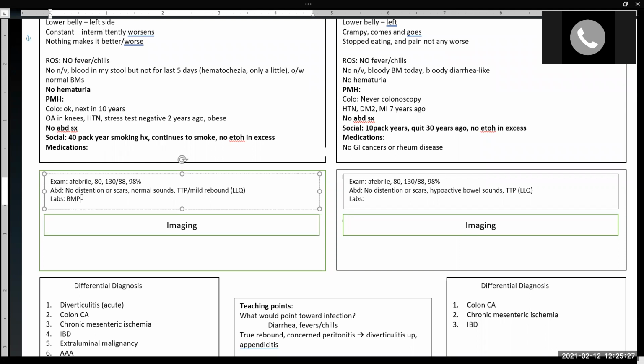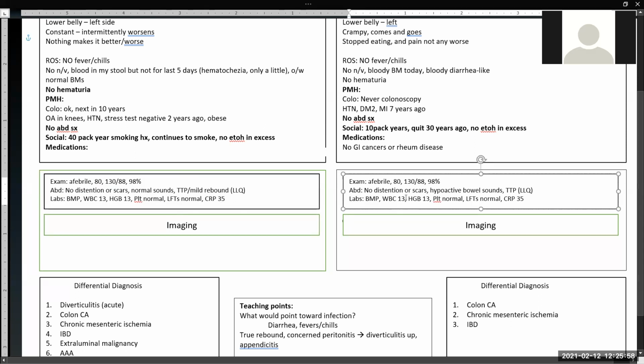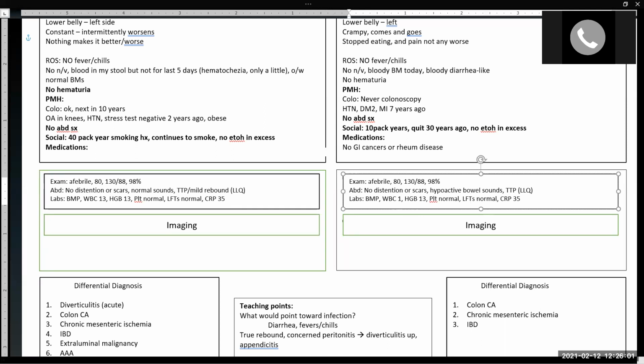the patient on the left has a normal BMP. Their white count is 13. Their hemoglobin is 13. And their platelets are normal. And you guys tell me if you want anything else. LFTs are normal. How about CRP on both? CRP on the left is, I don't know what the upper limit is, it's like 35 and mildly elevated, recognizing that there is evidence of inflammation. And for the right, normal BMP, white count is 9, and CRP here is normal.